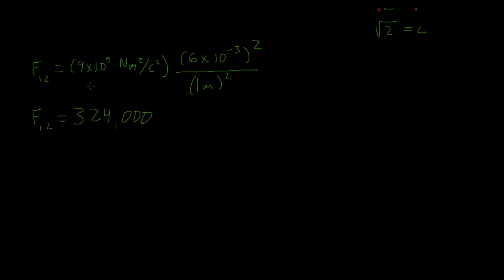324,000. And our units, we've got meter squared in the numerator, meter squared in the denominator. These are coulombs. So coulomb squared in the denominator will cancel coulomb squared in the numerator, and we'll be left with newtons, which is our force. Okay, and the force between 1 and 3, same thing.